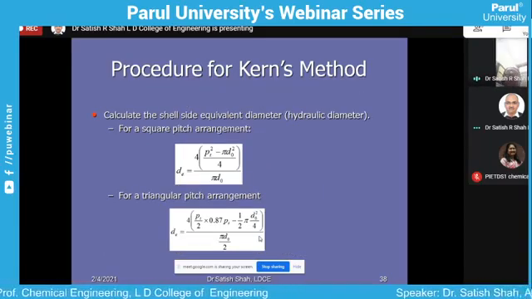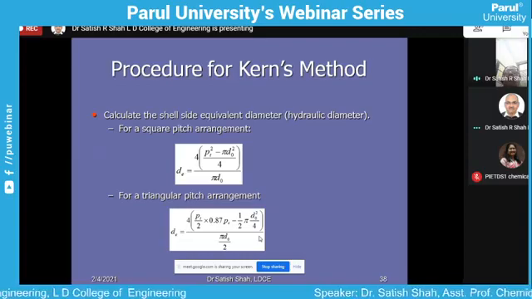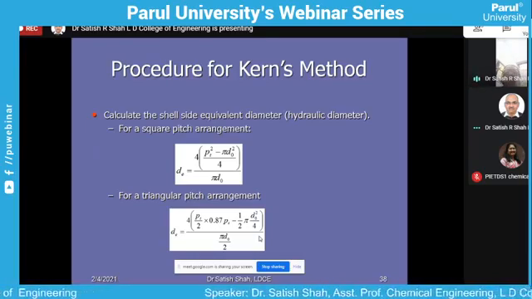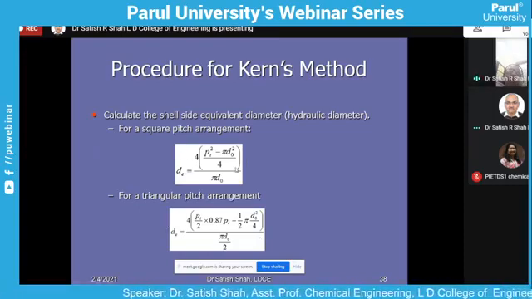After this, you have to calculate the equivalent diameter. How to calculate the equivalent diameter? Equivalent diameter is 4 into cross-section area upon wetted perimeter. That is equal to 4 into hydraulic radius, or it is 4 into cross-section area upon wetted perimeter. So if we have the square pitch, the formula will be something like this. And if we have the triangular pitch, the formula will be like this.